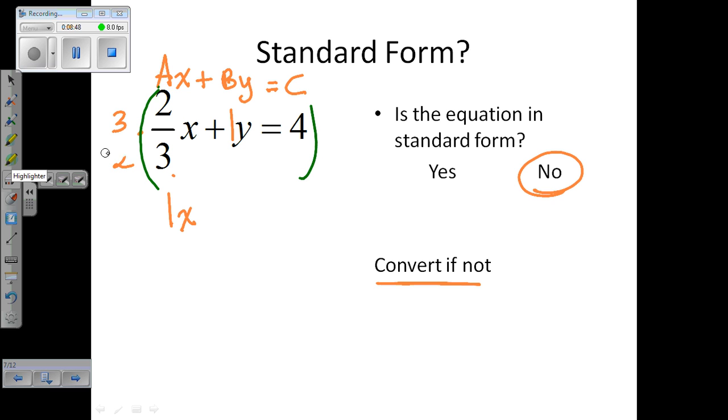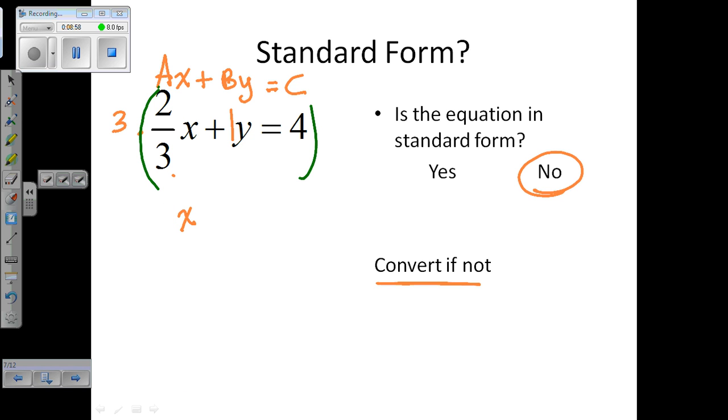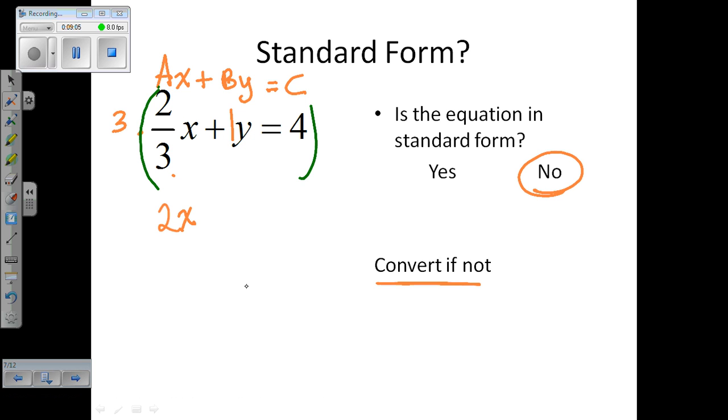So instead of multiplying by 3/2, I'm just going to multiply by 3. So if I multiply everything by 3, this won't be a 1. What good will that do? Well, 2/3 times 3, the 3's cancel out, leaving me with just 2x. So no longer a fraction. Then I can do 3 times 1y is 3y. And I can't forget to also do 3 times 4 is 12. So because of the multiplication property of equality, I multiply the whole equation by 3. It's still equivalent. And now I don't have any fractions.